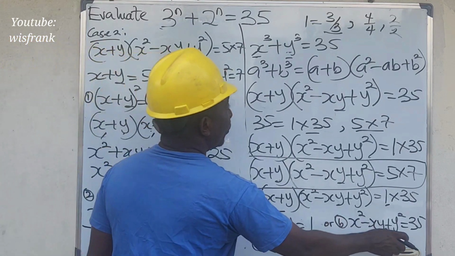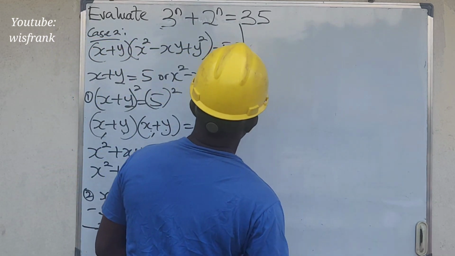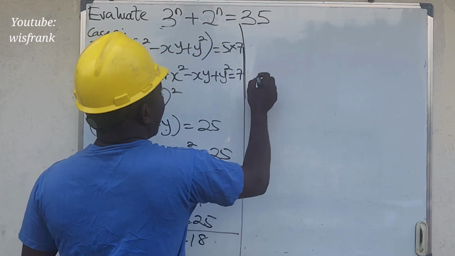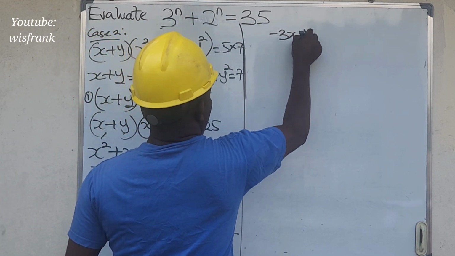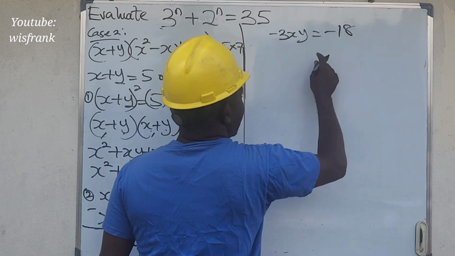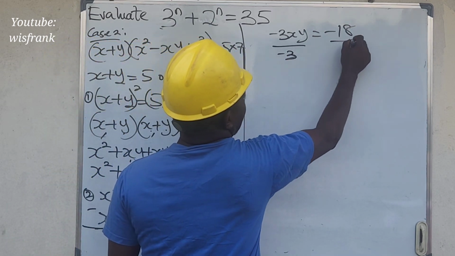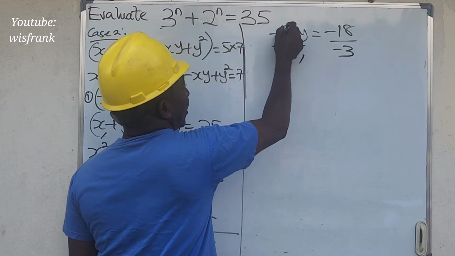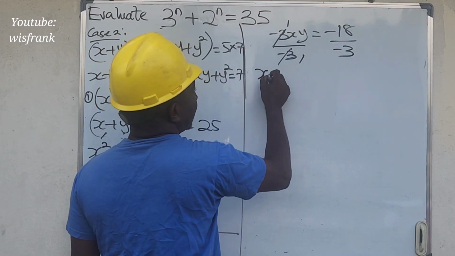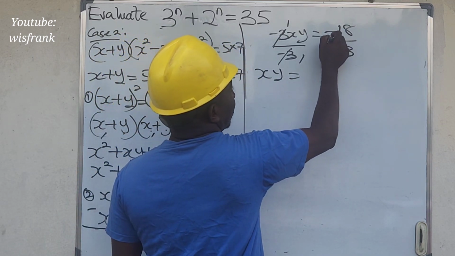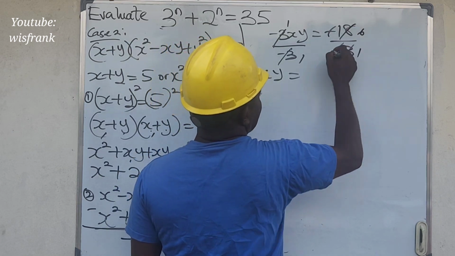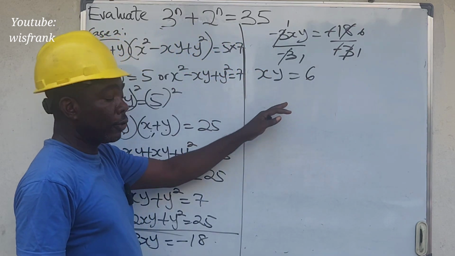So before we do that, we need to clean this. As we said, we have minus 3xy equals minus 18. We can divide both sides by minus 3. So here minus 3 and here minus 3. Minus 3 cancels here and minus 3 cancels here. Therefore, we have xy equals, the minus cancels, 3 cancels 3, 6. So xy equals 6.